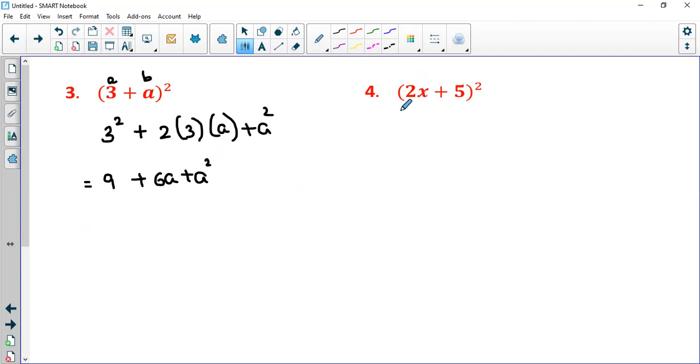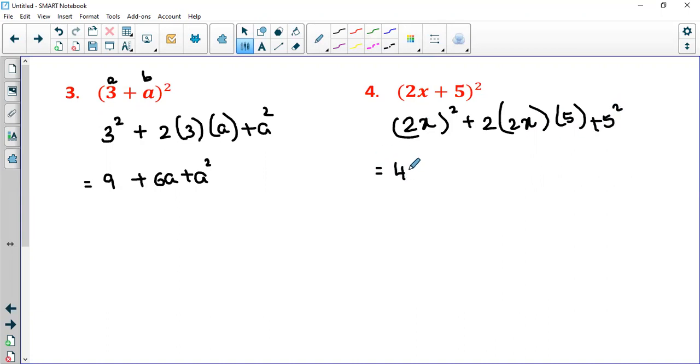So the next one, it's going to be (2x) square plus 2ab plus b square. So this is going to give us 4x square, because the square of 2 is 4, plus 2 2s are 4, 4 5s are 20. This will give you 20x plus 25. They are easy, but you need to be a bit careful when you're solving them. Okay, let's move to the next question.